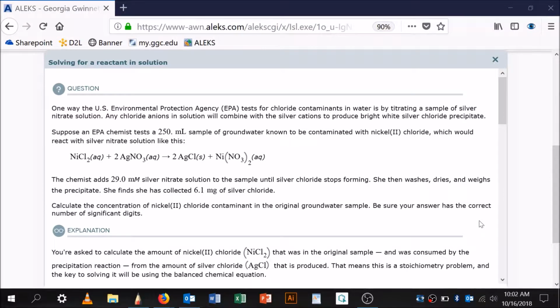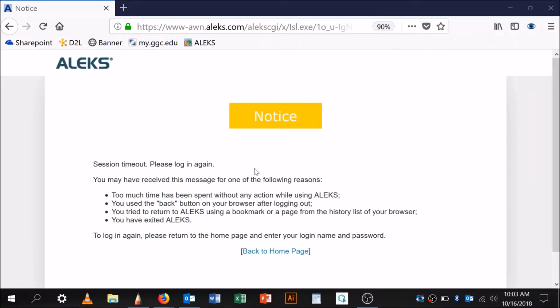One way the U.S. EPA tests for chloride contaminants in water is by titrating a sample with silver nitrate solution. Any chloride ions in solution will combine with the silver cations to produce a bright white silver chloride precipitate.